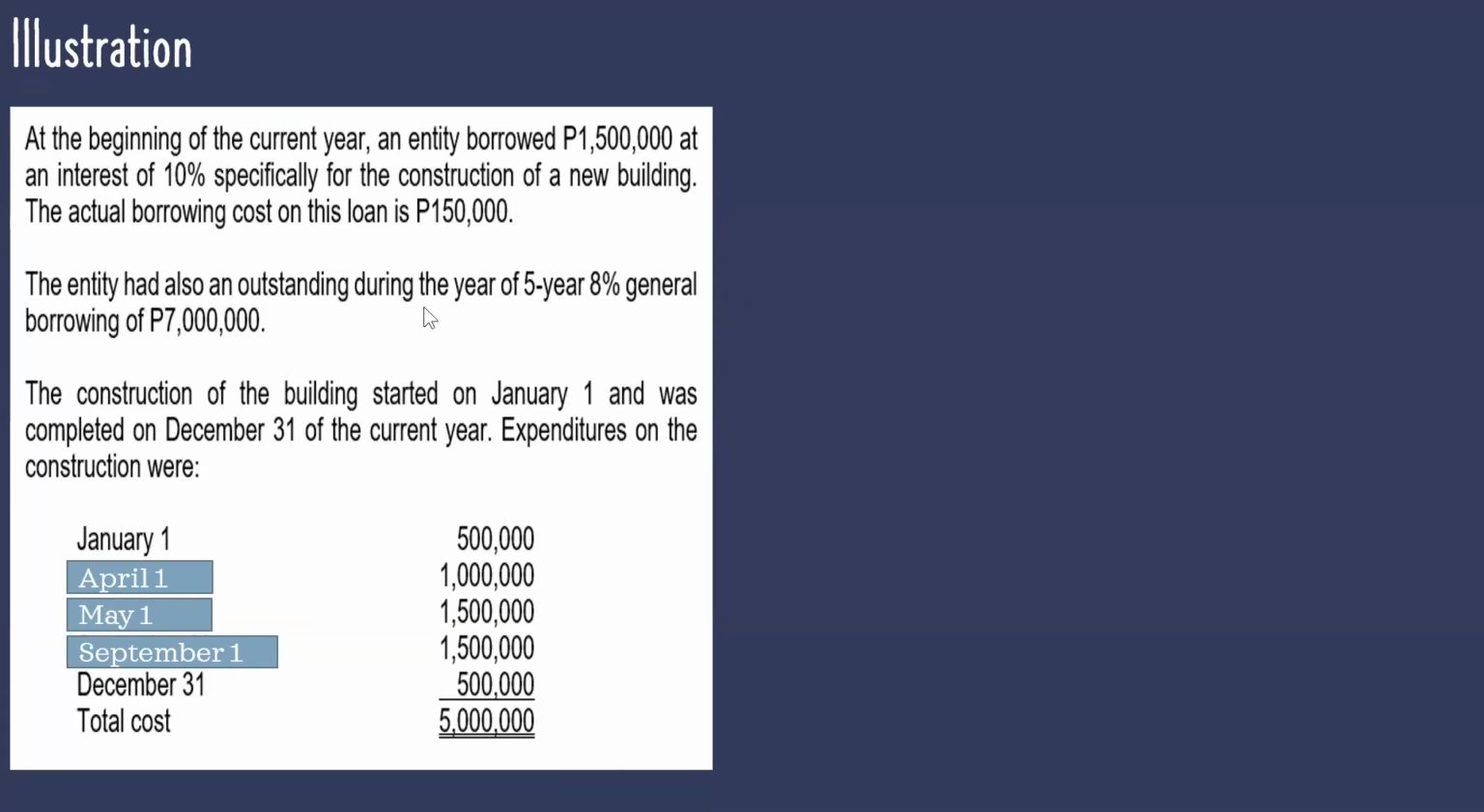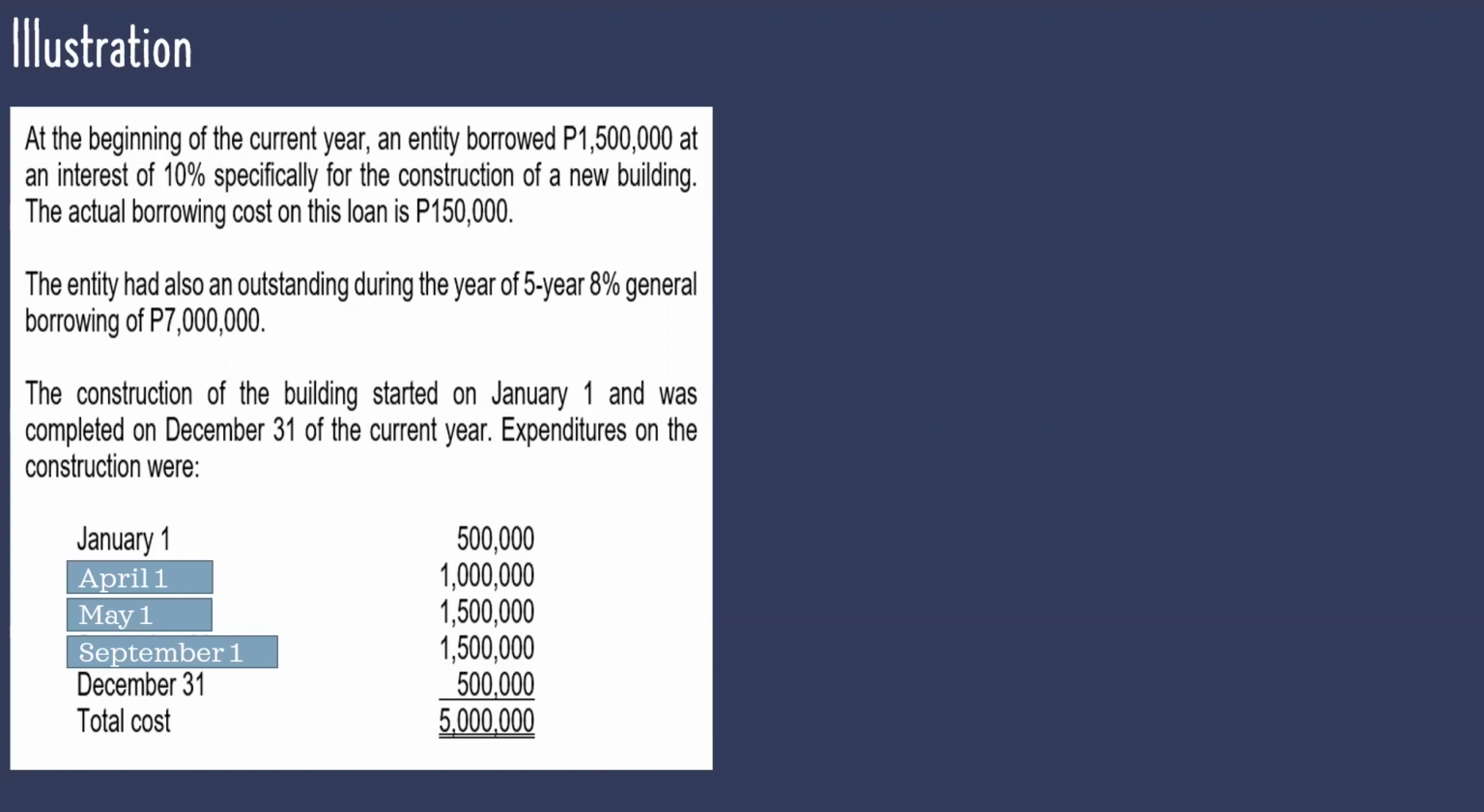So the entity had also an outstanding during the year, a 5-year 8% general borrowing of 7 million. So the construction of the building started on January 1 and completed on December 31 of the current year. So these are the expenditures incurred during the construction. So you have January 1, April 1, May 1, September 1, December 31. So for a total cost of 5 million. So the first thing that you have to do is still the same.